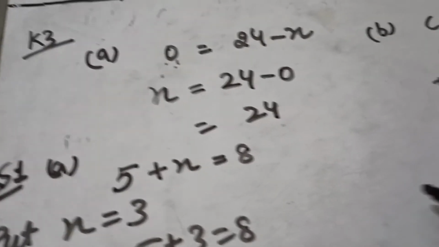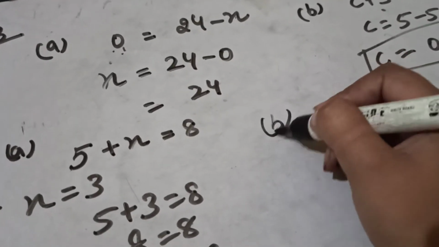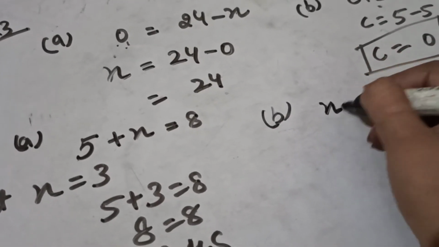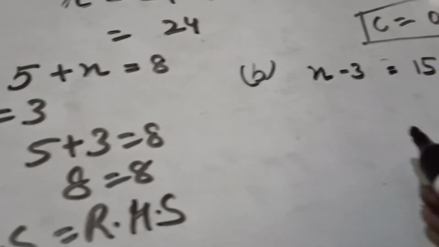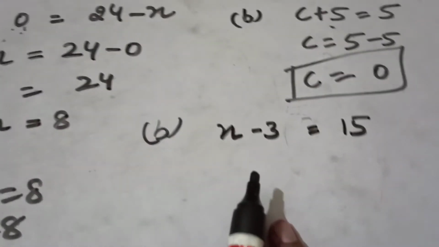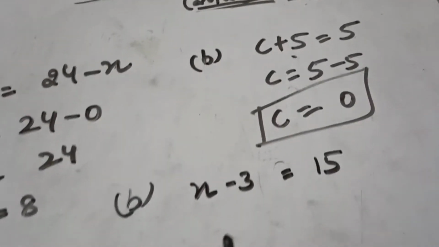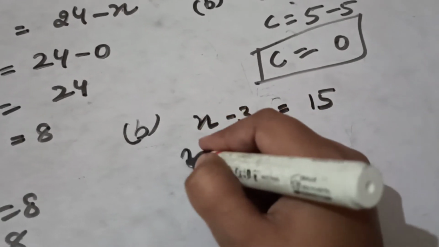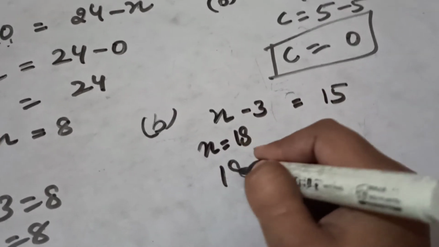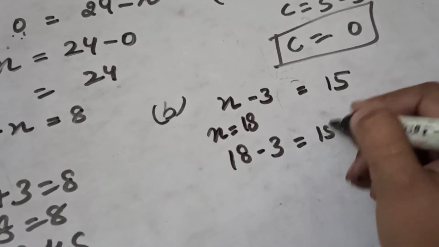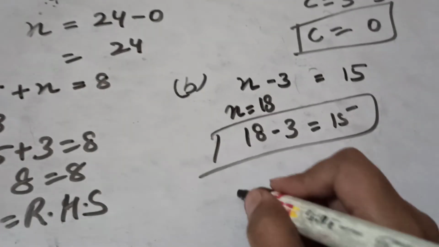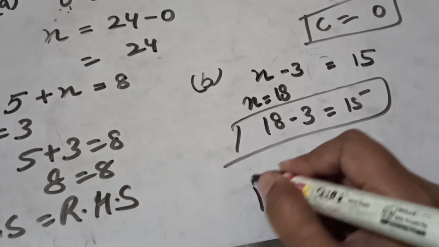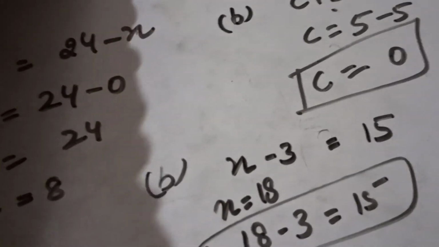Now the B part. 3 subtracted from a number means x minus 3 is 15. So from which number I will subtract it, that the answer is 15? From 18. 18 minus 3 equals 15. Right? And the solution of this one is x equals 18. Very easy, trial and error method and even systematic also.